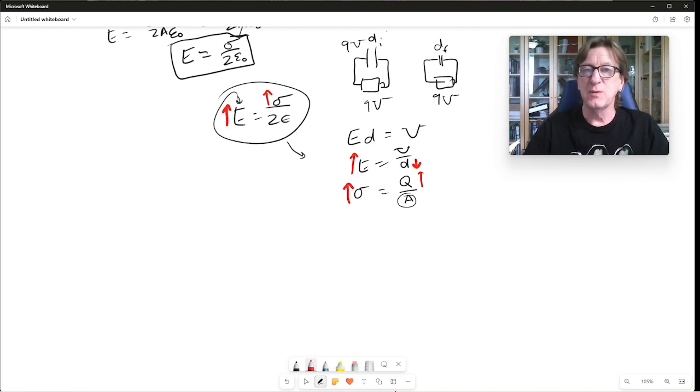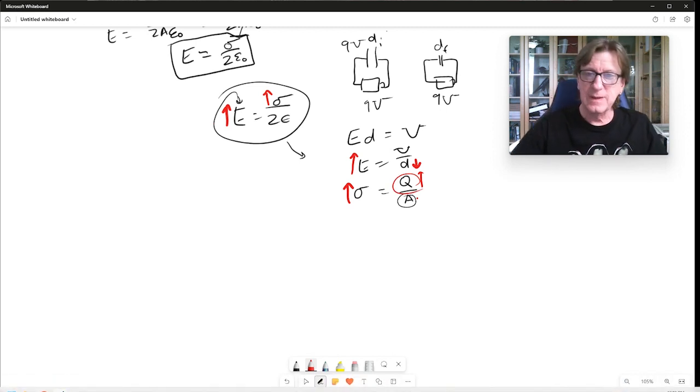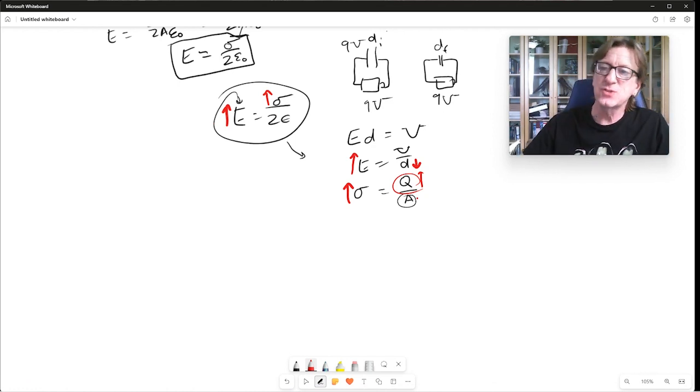Now we want to focus on each plate here. So this is for one plate. If the electric field went up, then that tells me that the charge density had to go up. Then finally, we'll come back down to the charge density here. If the charge density went up and the area stayed the same, then the total charge must have increased from that.